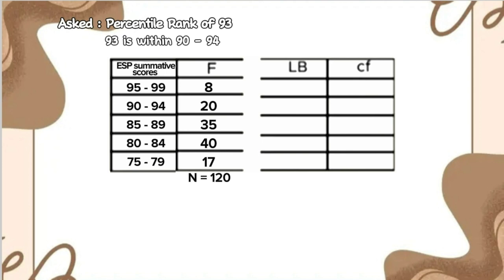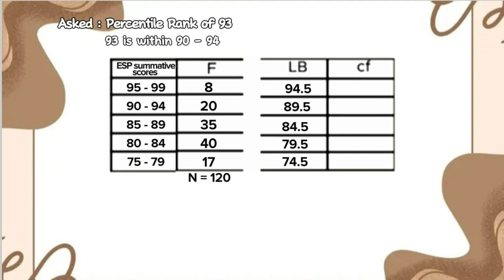Let's start at the top under the column of ESP summative score, which is 95 to 99. To get the lower boundary, just subtract 0.5 from the lower limit. The lower limit is the lower number, so the lower limit of 95 to 99 is 95. Then 95 minus 0.5 is equal to 94.5. The process is still the same. Next is 90 to 94. The lower limit is 90, so 90 minus 0.5 is 89.5, and so on.